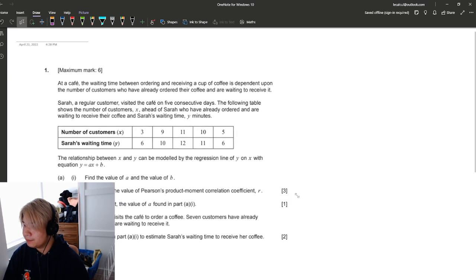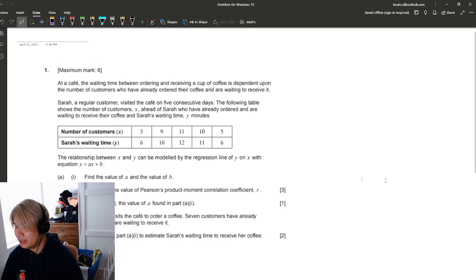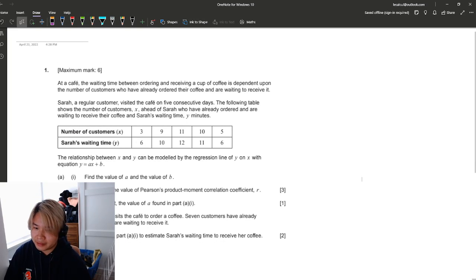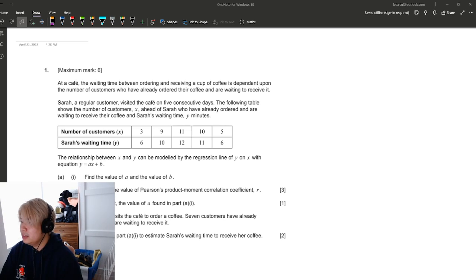And here we go. So like I said, this is Time Zone 2's Paper 2 for the May 2021 year. So, let's just get started.